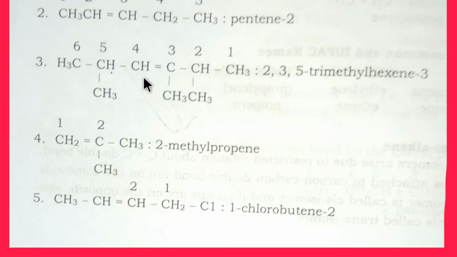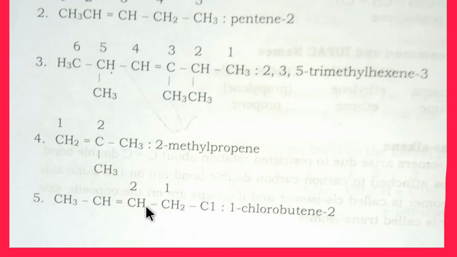Okay, this is food for your thinking. What will be the nomenclature of this compound? This is 1, 2, 3: 2-methylpropene. What will be the nomenclature of this compound? 1, 2. So I have to consider the branch.